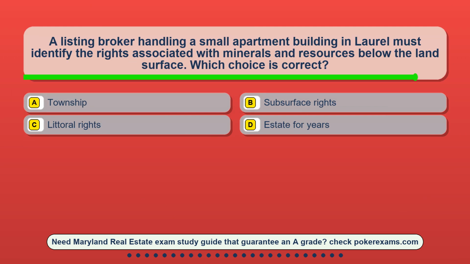Question 18. A listing broker handling a small apartment building in Laurel must identify the rights associated with minerals and resources below the land surface. Which choice is correct? Option A, township. Option B, subsurface rights. Option C, literal rights. Option D, estate for years.